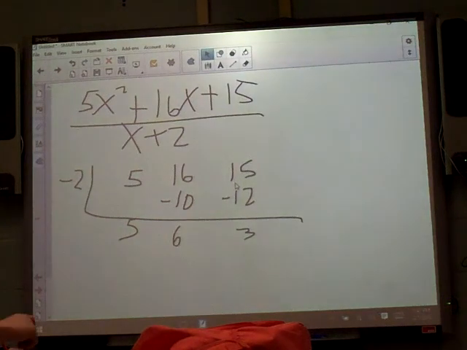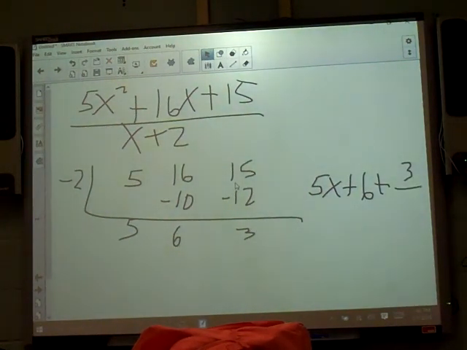So start off as 5x squared. Like Grace said, my 5 will be a 5x. My 6 is a constant. My remainder, I put a plus this time because it's a positive, over what I divided by. That's it.